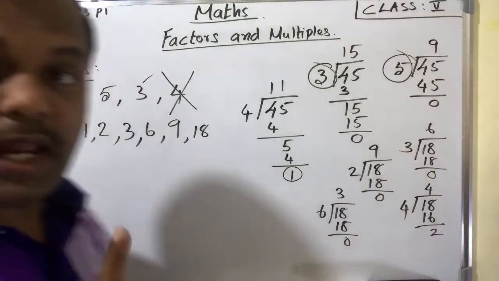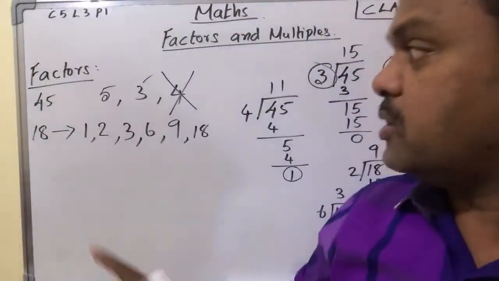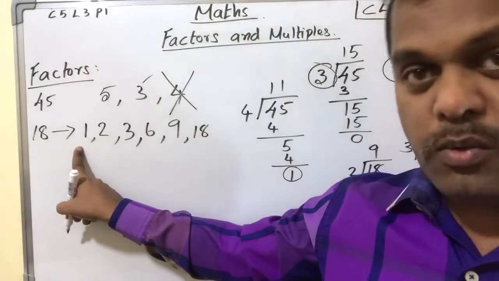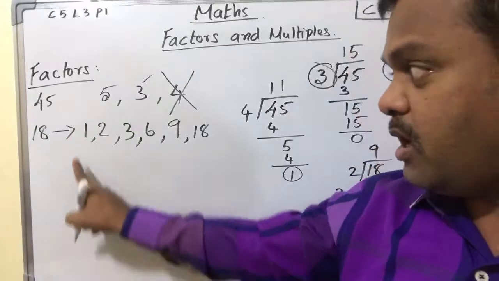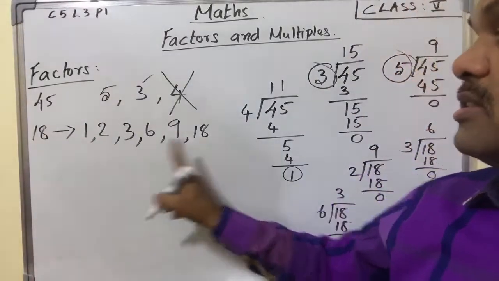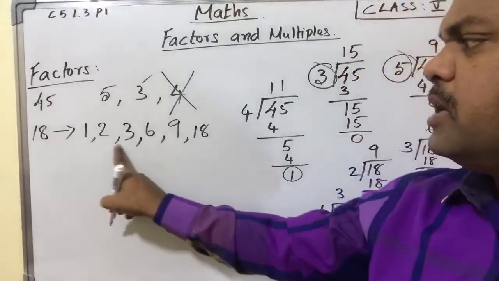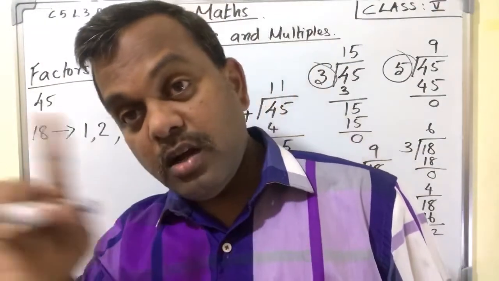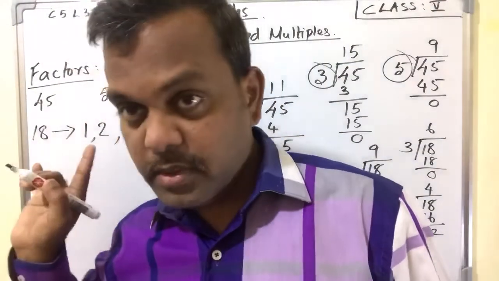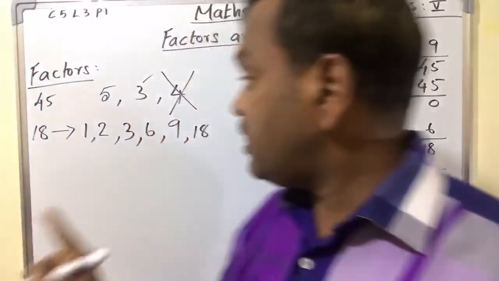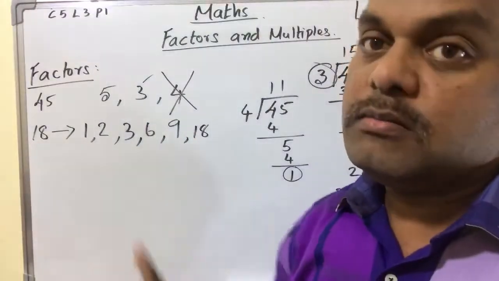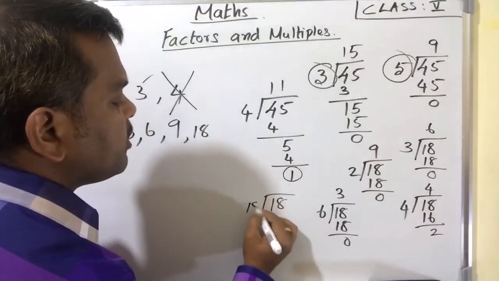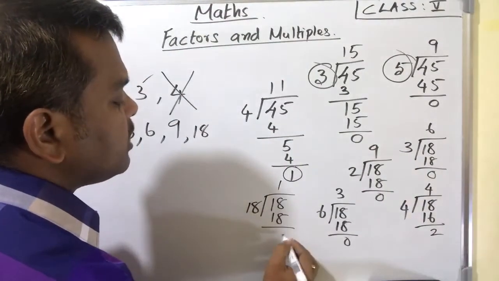When you are writing factors of a number, first you have to write 1. 1 is a factor of all numbers, and at last, the same number. In between, some numbers will come. 1 will divide all numbers, and the same number also will divide. 18 divided by 18 is 1, balance 0.